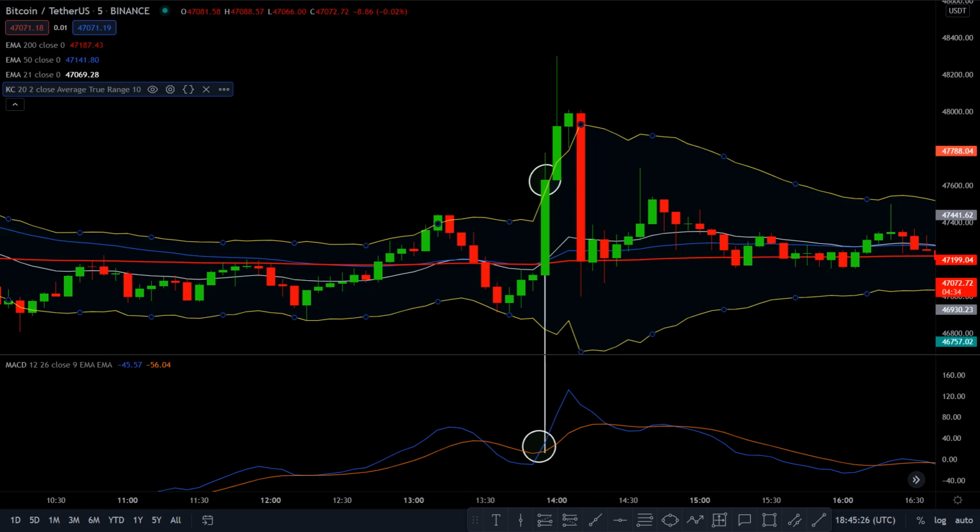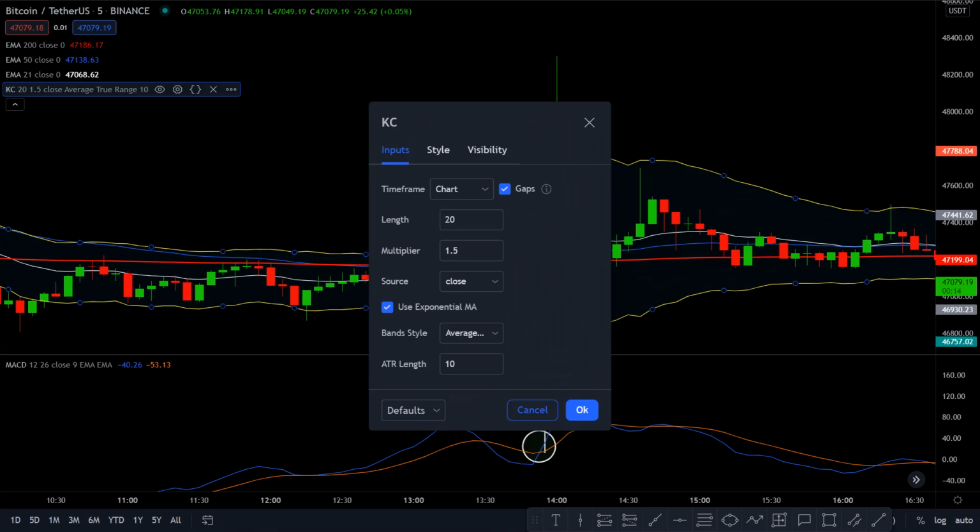After playing around with the settings and checking how well the indicator can filter losing trades while keeping the winners, the final settings are the following: 20 length, 1.5 multiplier and a 10 ATR length. I'm sure that you can find even better settings, but for this strategy, these settings also did a great job.